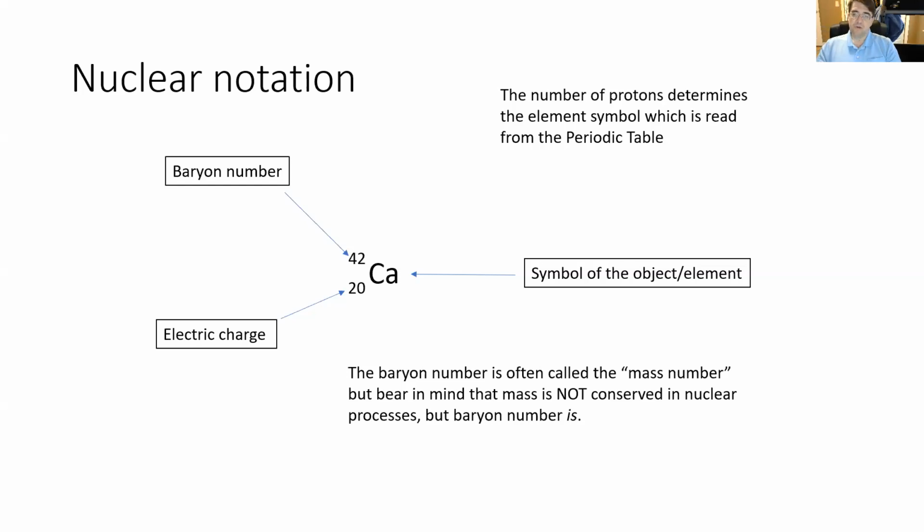Baryon number, you'll end up hearing it called the mass number; it is a standard term for it. But I do want you to understand that mass is not conserved in nuclear processes, but what is conserved is baryon number. So the baryon number is an exact whole number, whereas it's approximately equal to that many atomic mass units, but it is that exact value as an integer of a baryon number.